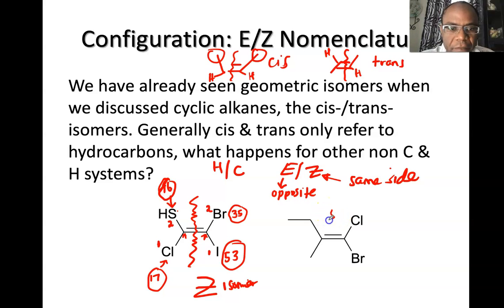Same here. I'll cut the double bond across. Bromine has atomic number 35. Chlorine has atomic number 17. So bromine gets priority 1. Based on the atomic number, bromine gets priority 1.